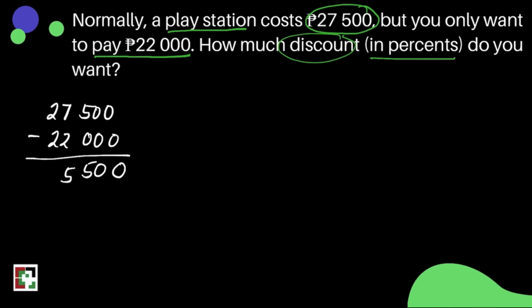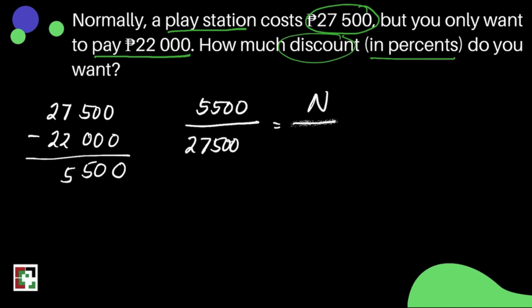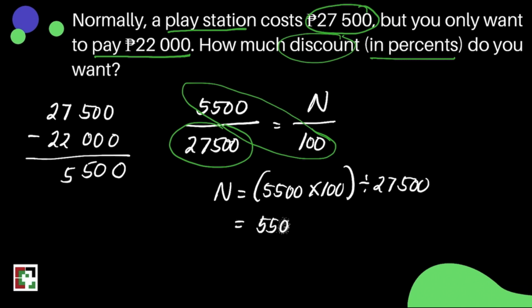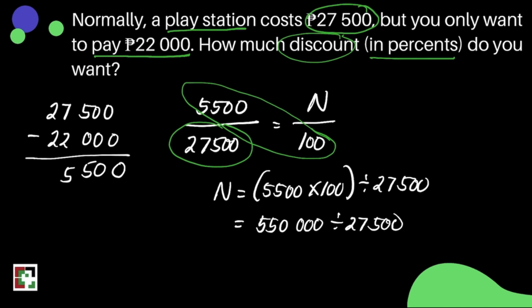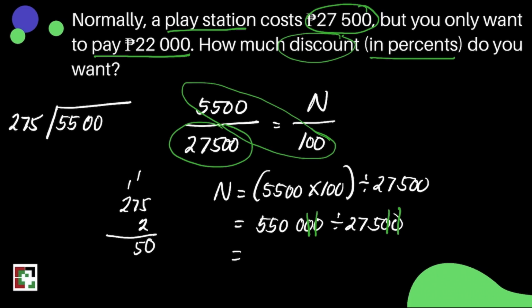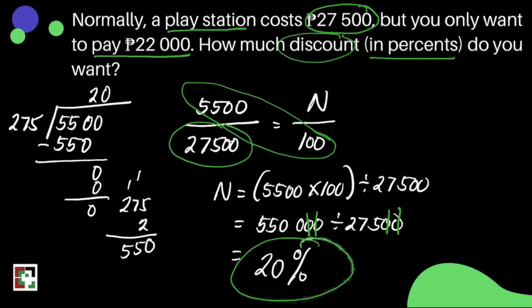Then we can set up our proportion. That is discount over original price equals our n over 100. Substitute that, we'll have 5,500 over 27,500 equals n over 100. How to get the value of n? Just do cross multiplication. That's 5,500 times 100 divided by 27,500. That will give us 550,000 divided by 27,500. Just cancel 4 zeros. We have here 5,500 divided by 275. Our answer is 20. That's 20%. That's the rate of discount we want in buying the PlayStation.